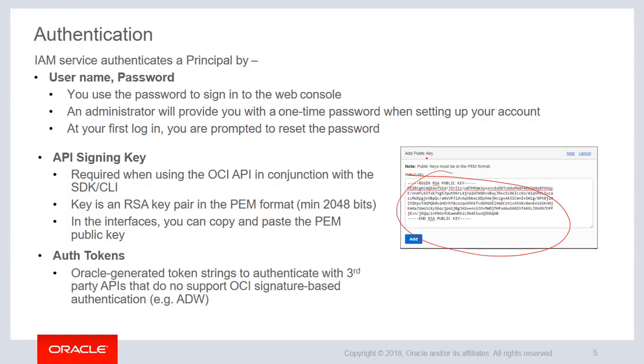The third mechanism of authentication is through something called an auth token. This is an Oracle-generated token string to authenticate with third-party APIs that do not support OCI signature-based authentication. A good example would be the Autonomous Data Warehouse service. As you can see here, we are providing the username, and for the password we are providing an authentication token, and using this the APIs for Autonomous Data Warehouse are able to authenticate with the OCI usernames.